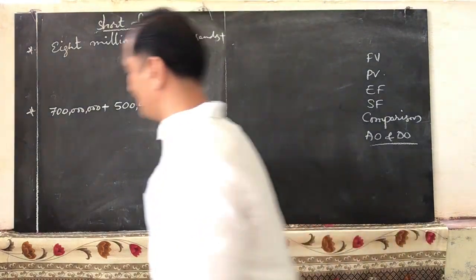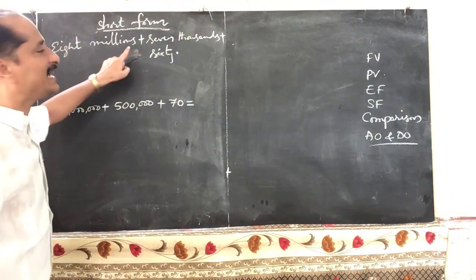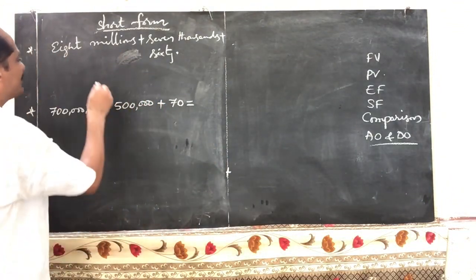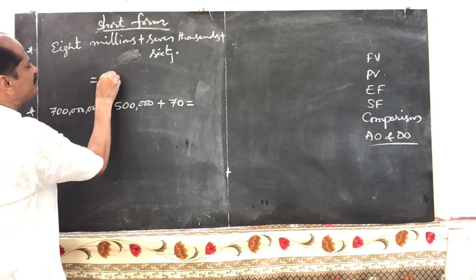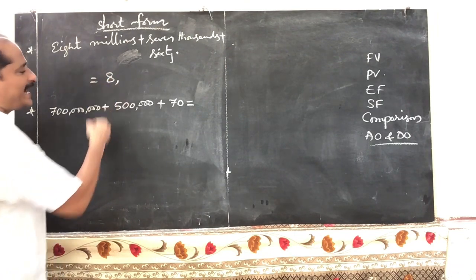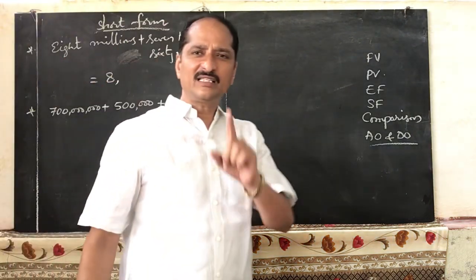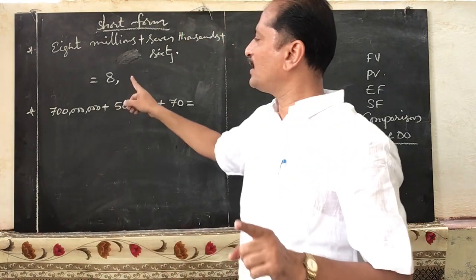Okay, now see how you can write 8 millions, as he is telling. 8 million. So write 8 under the millions period. Only 8, so it has only one digit. So you can just write 8.